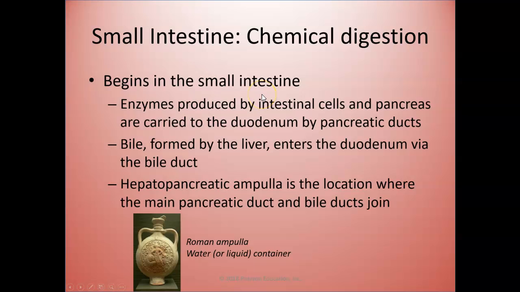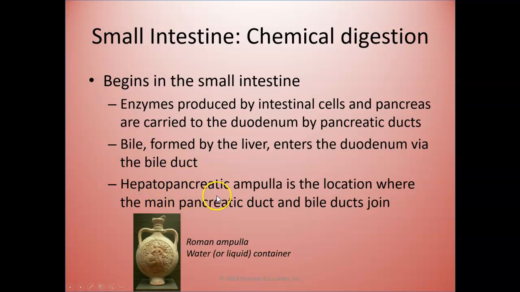So when we begin breakdown in chemical digestion in the small intestine, this is primarily carried out through enzymes that come from intestinal cells and from the pancreas. They're carried to the duodenum, that very first part of the small intestine, through pancreatic ducts. In addition, we have bile, which is formed in the liver, and bile is good for breaking down lipid molecules like fats and oils and stuff like that. That enters the duodenum through something called the bile duct.